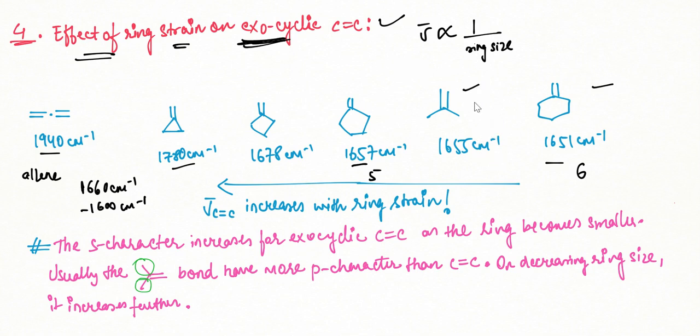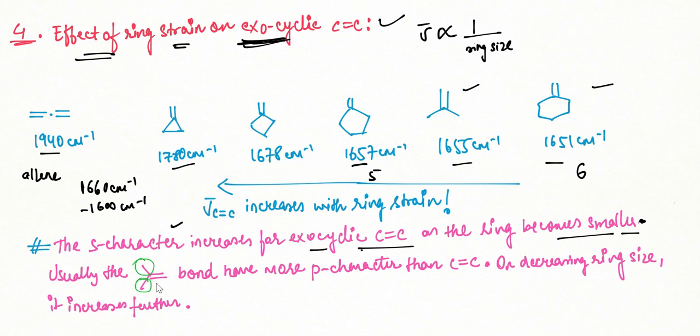So this is our free alkene system at 1655, and here we are just showing the comparison. And this is because the S character increases for the exocyclic carbon-carbon double bond. For the exocyclic carbon-carbon double bond, the S character increases as the ring becomes smaller. So as the S character increases in the carbon-carbon double bond, definitely the bond will try to become much smaller. That is why the frequency goes on increasing as the ring size decreases.